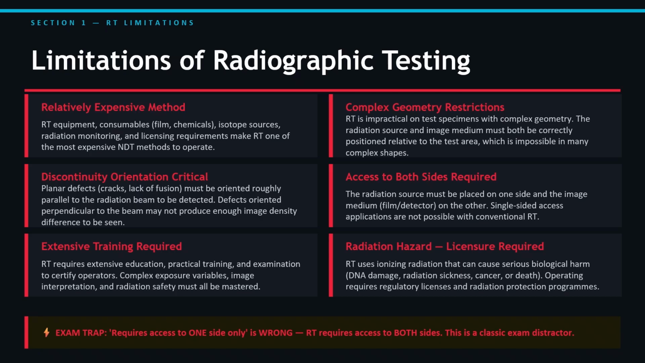There is also the requirement for access to both sides of the component in conventional transmission radiography. And finally, there is radiation safety. Unlike many other NDT methods, radiography involves ionizing radiation capable of causing biological damage. So the method demands technical competence, procedural discipline, and strict radiation protection.